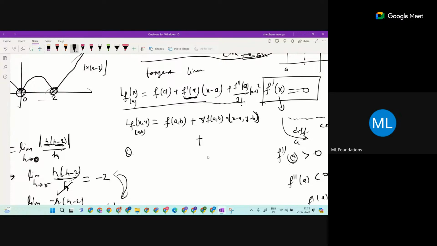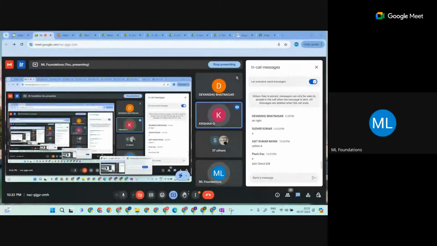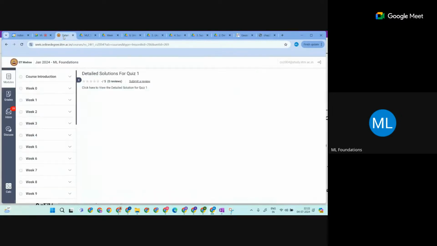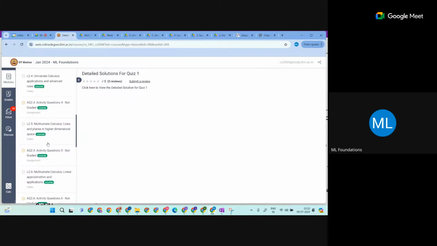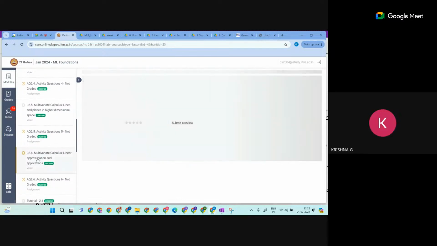So in the multivariable case, I don't think sir taught the quadratic approximation, right? No, there is not. In higher variables, if it is there, then what is the formula? It is just a formula. You just need to slowly keep it there. I think, let me check. Sir, quadratic approximation will come, sir.